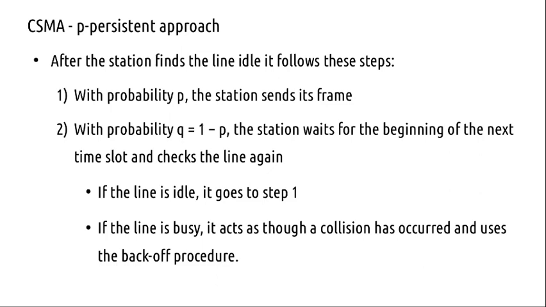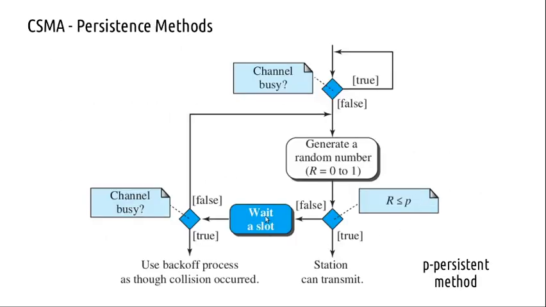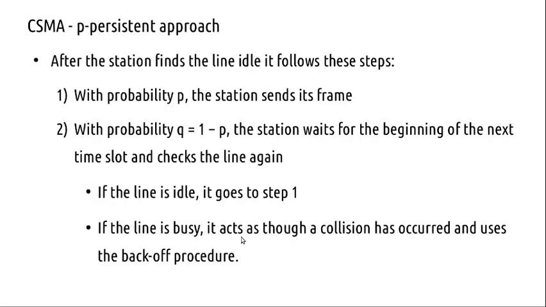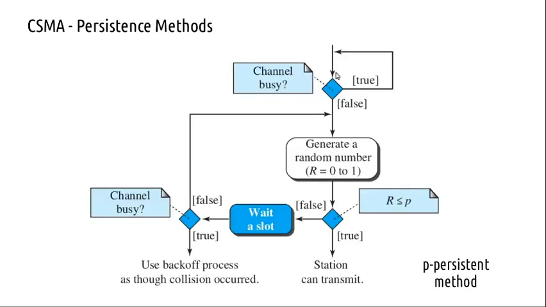So if it is busy, it will wait for this duration for the beginning of the next slot, and then check the line. It will just wait for the slot, and then it will check the line. And if it finds it to be busy, then it will withdraw from communication. Else it will go to step 1. It will again transmit the next frame, assuming that there is data. So this is a P persistent method.